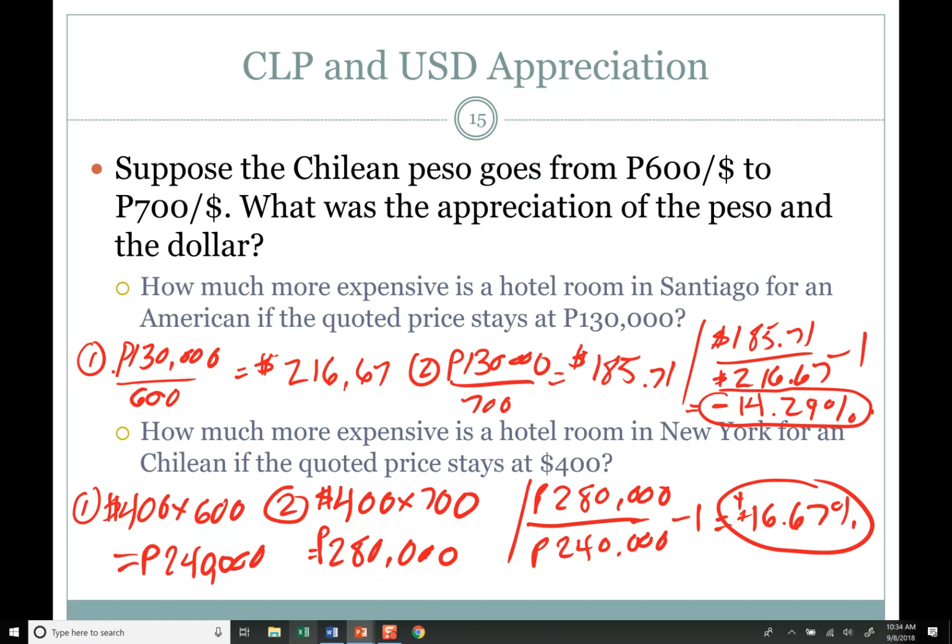So the peso goes from 600 to 700. Here's just kind of more of the same. Say you're going to stay in a hotel in Santiago, and it's going to cost 130,000 pesos. Before the change, when the exchange rate was 600, that would have cost you $216, right? 130,000 pesos divided by the 600 pesos per dollar exchange rate. I did a little shorthand there. So it would have cost $216 before the change. With the new exchange rate, it would cost me $185 to stay in that hotel in Santiago. So the change in price of my hotel in Santiago is down 14%.